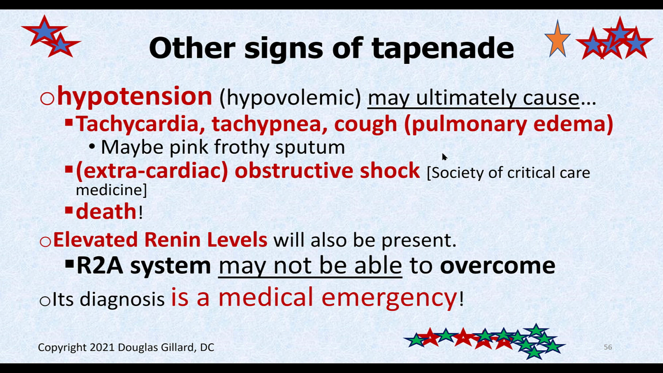Yeah, you could go into shock because of the hypovolemic shock. You could call this an obstructive shock because the heart is being squeezed. It's like an obstruction. But it's really a kind of hypovolemic type shock. And you could die from this. What about renin levels? Yeah, they're going to be elevated, right, to fight the hypotension.